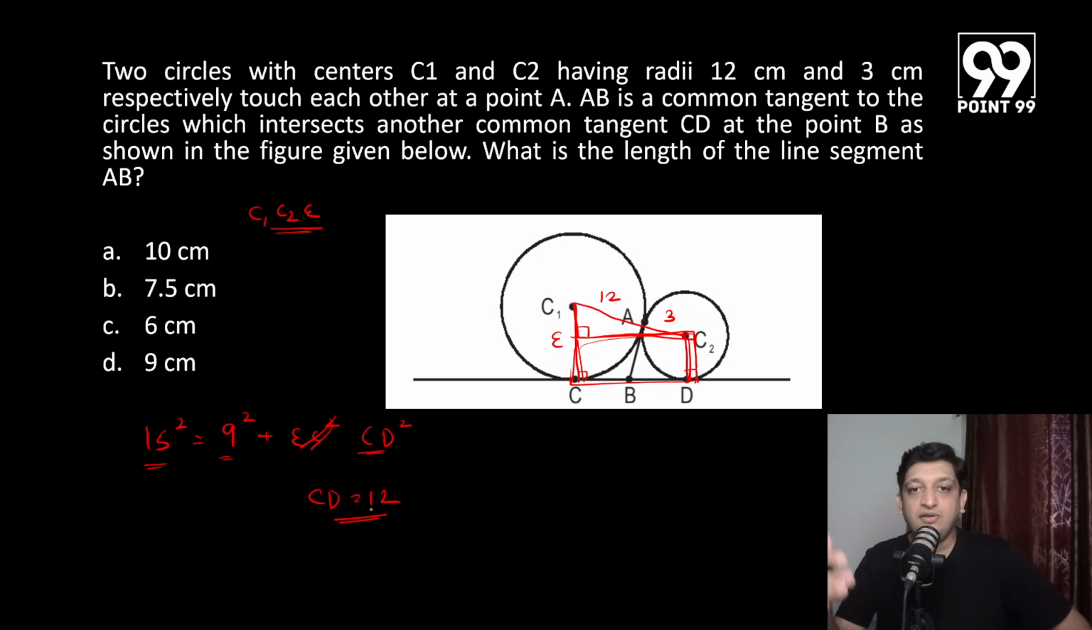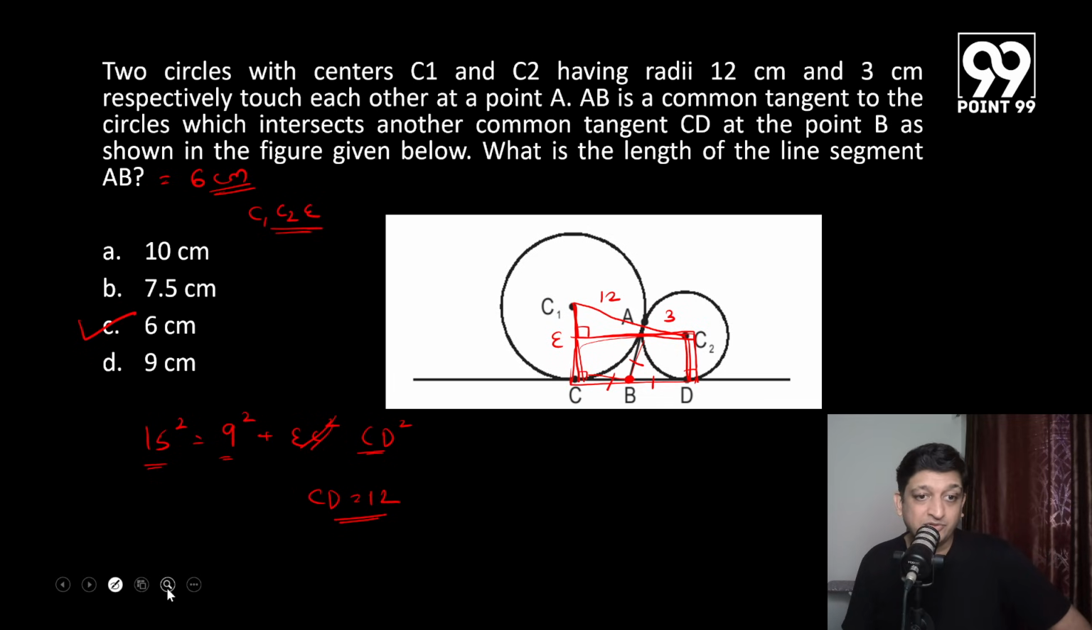triplet, 9, 12, 15. But we can say that this point B is the point from where we have 2 tangents to the circles. So CB should be equal to AB should be equal to DB, which basically means that the length of AB is going to be half of CD, or 6 centimeter. So the correct answer here is option C for this question.